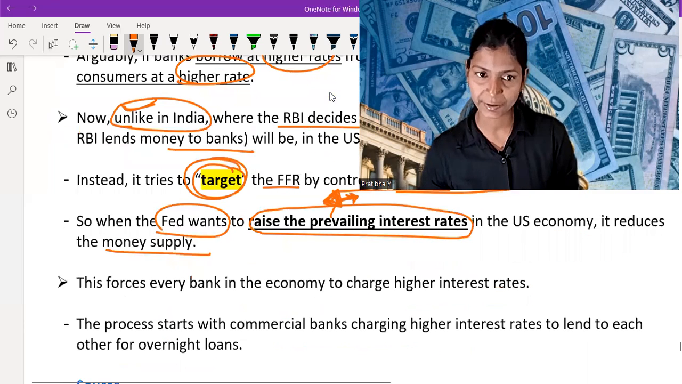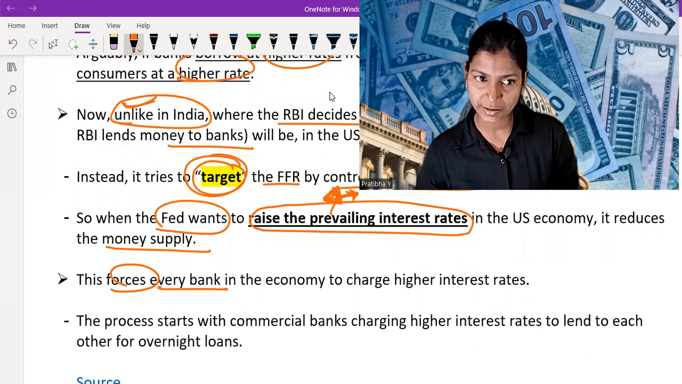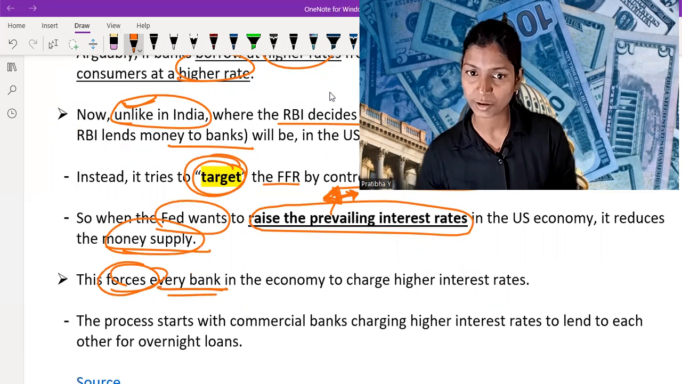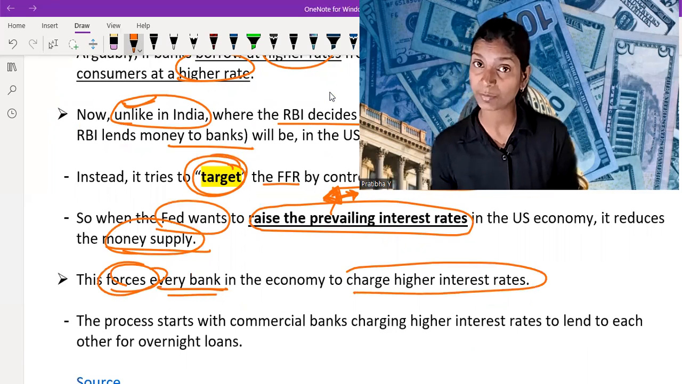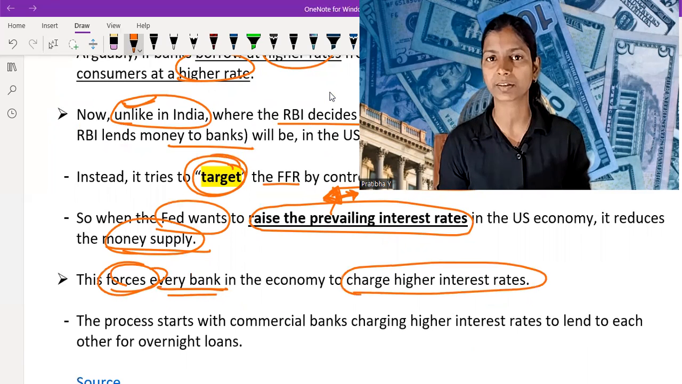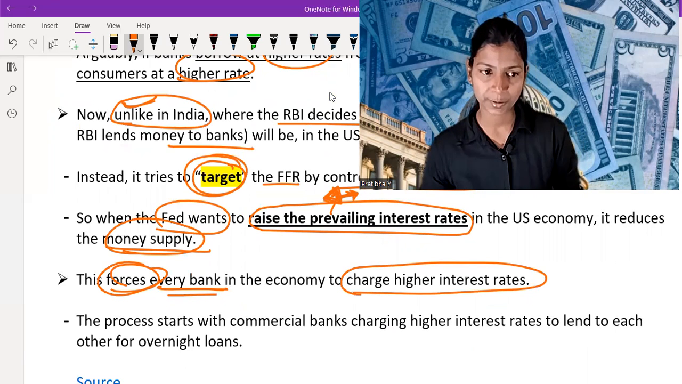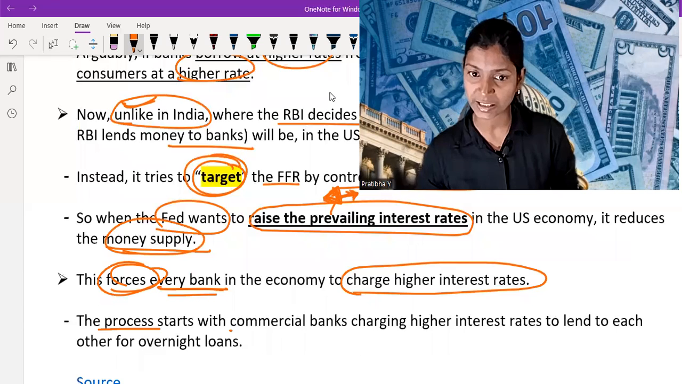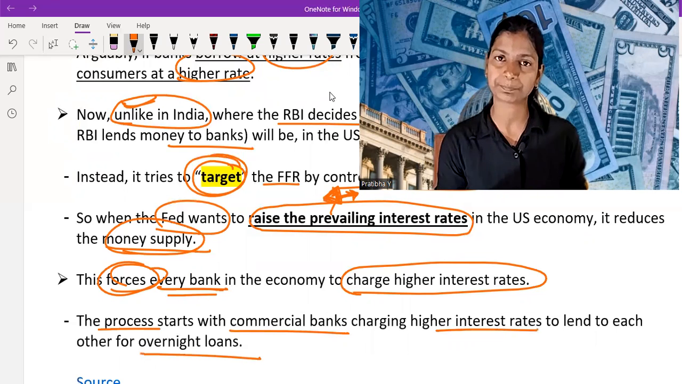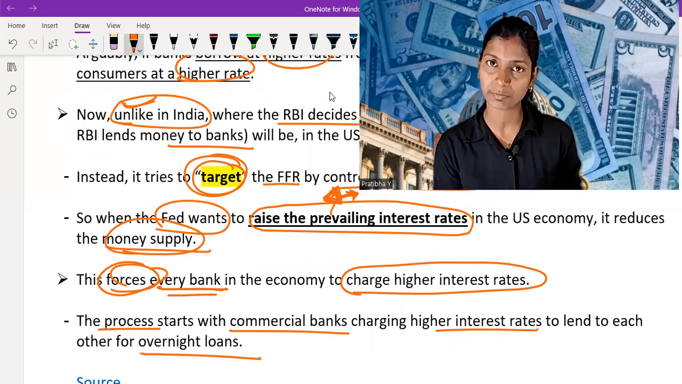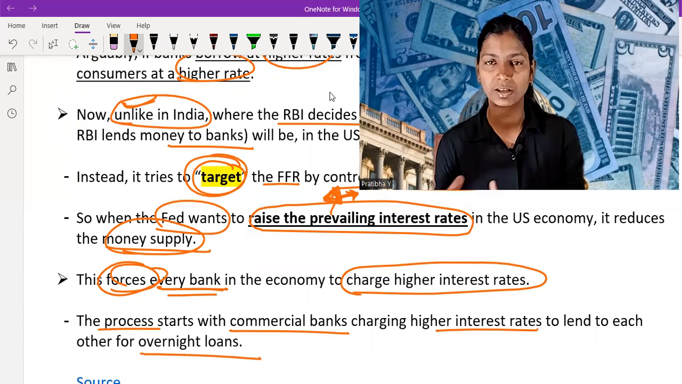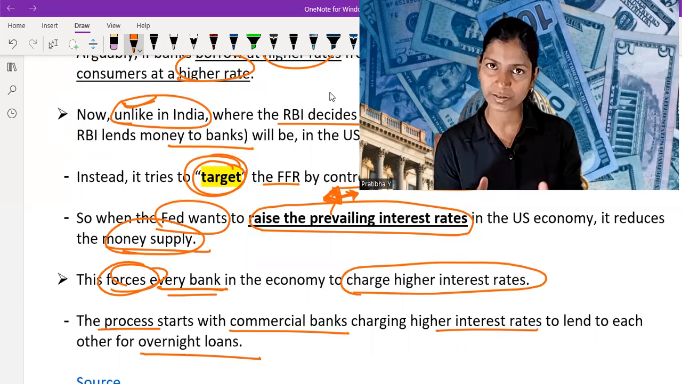So this forces every bank. If there is less money in the market, it forces every bank in the economy to charge a higher interest rate. Not only commercial banks, every bank, because there is less money in the market. So every bank lends money to the consumer at a higher interest rate. The process starts with commercial banks charging a higher interest rate to lend to each other for overnight loans. So there are many processes, but it starts basically with commercial banks lending money to each other at a higher interest rate. Other banks charge later, or you can say earlier or later, and other things are going on.